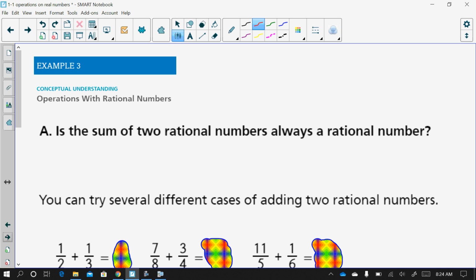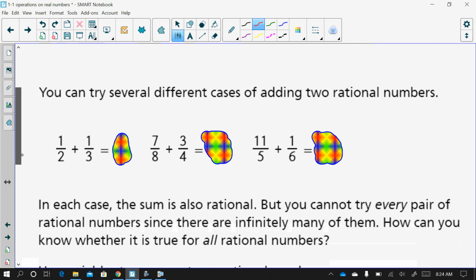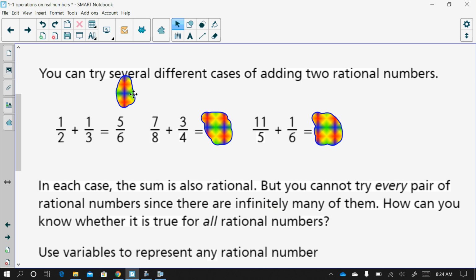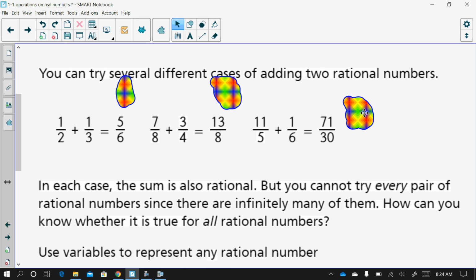So, going back to that question, is the sum of two rational numbers always a rational number? Well, let's think about it. We can try several different cases. If I add a fraction, am I going to get another fraction? Absolutely. 1/2 plus a third is 5/6. 7/8 plus 3/4 gives me 13/8. 11/5 plus 1/6 gives me 71/30.